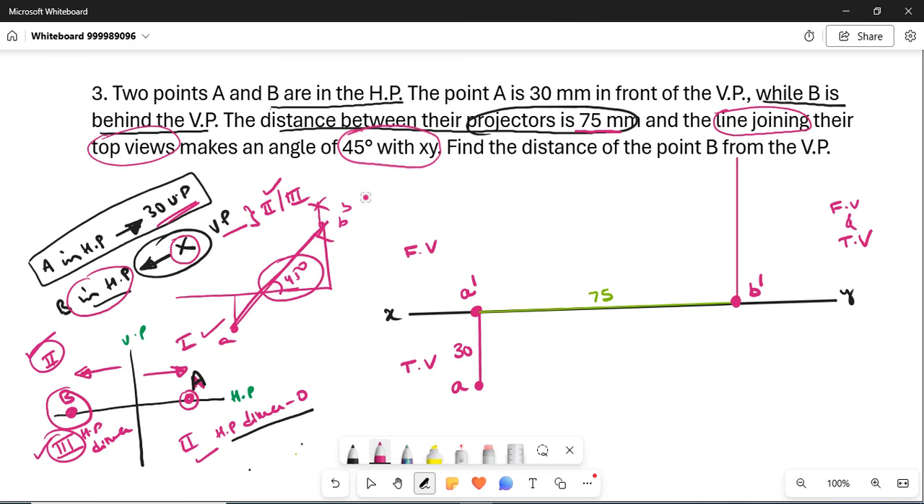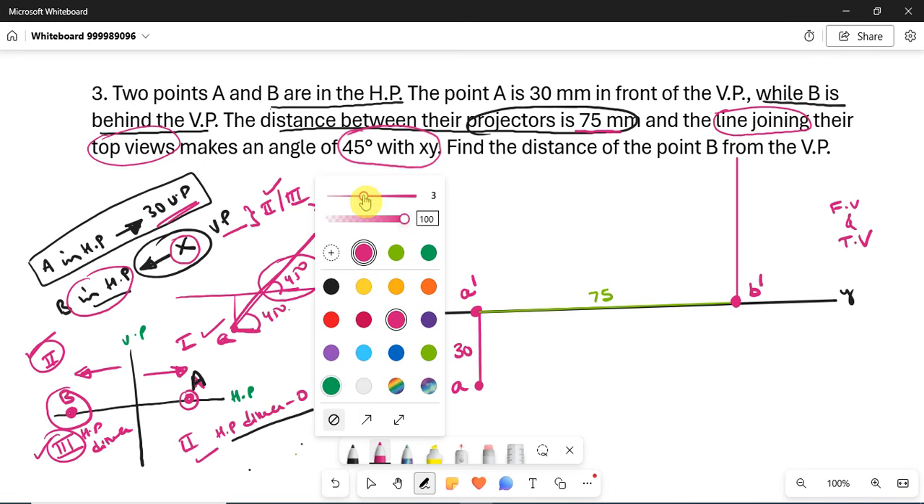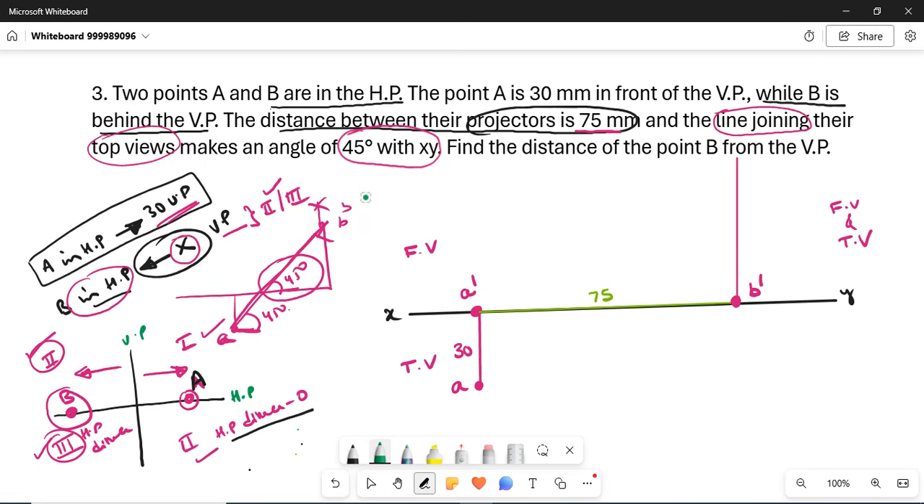So by joining the top views with the XY line at 45 degrees, we can now draw a line parallel to XY from the A top view. This angle is also nothing but 45 degrees. Hence, from A, just draw the parallel line to XY like this. This is the A top view; B top view we don't know where it lies. But the clue means by joining the A top view to the B top view, this angle is 45 degrees. Hence, you have to mark here.